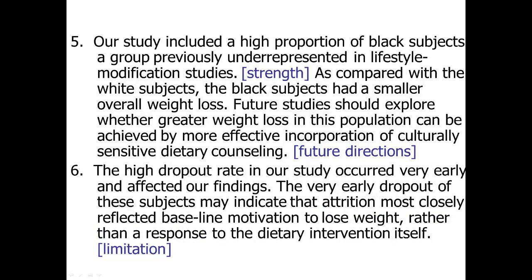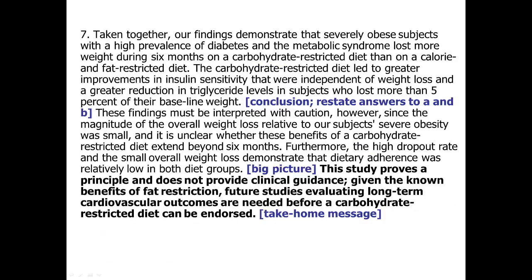So the fifth paragraph, now they give us strengths. So one of our strengths was we had a high proportion of Black subjects in the group. It's a group that's previously underrepresented in this type of study. And they give some future directions. They say, well, other studies should look at different cultures and different ethnicities. They give another limitation. There's a high dropout rate. So weight loss studies, a lot of people don't finish them, and that might have affected our results. So this discussion section was 7 paragraphs long, so here's the last paragraph.